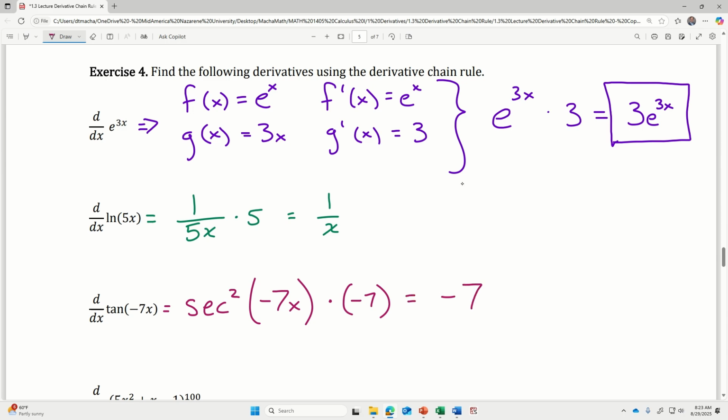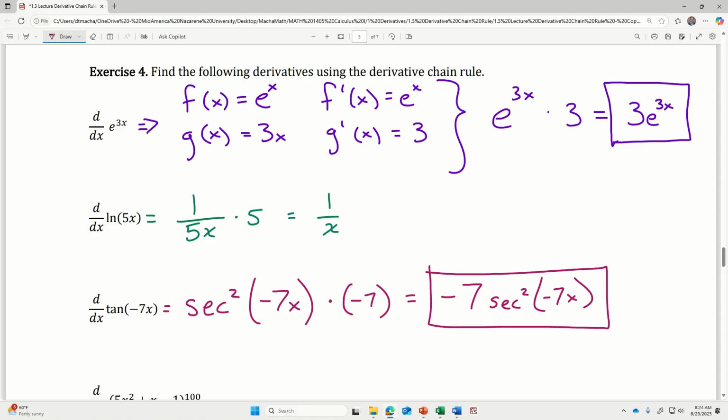And you know, the pretty way to write this, where you're going to see it in like Wolfram Alpha, or you're going to see this written as an answer choice, is you're going to see it written like this, where we move the constant to the front. So it looks nicer. Negative 7 secant squared of negative 7x.